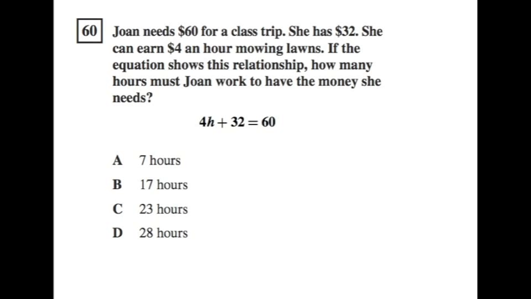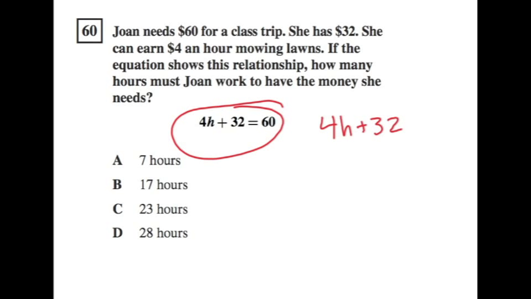Number 60 says, Joan needs $60 for a class trip. She has $32. She can earn $4 an hour mowing lawns. If the equation shows this relationship, how many hours must Joan work to have the money she needs? So this is our equation here. It's telling us the relationship for this problem. So we're going to go ahead and use this equation. It is 4h plus 32 equals 60.